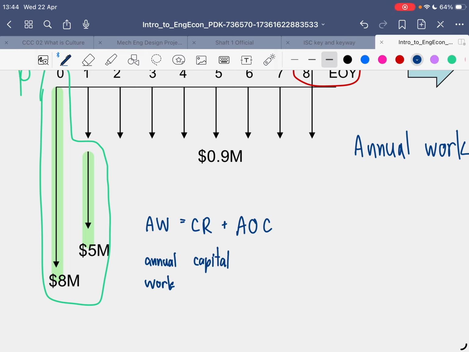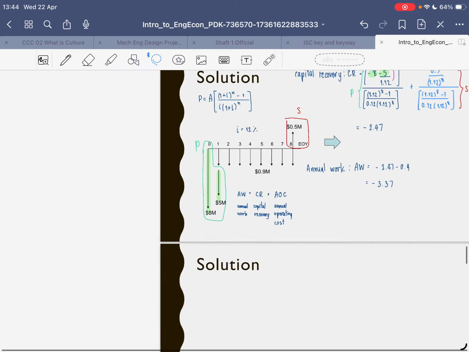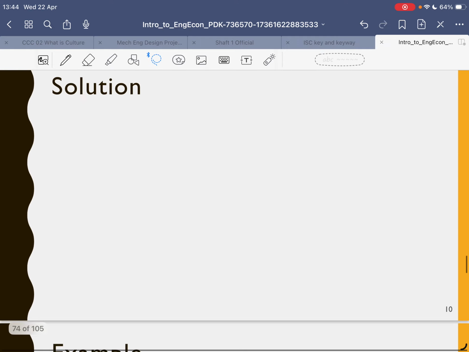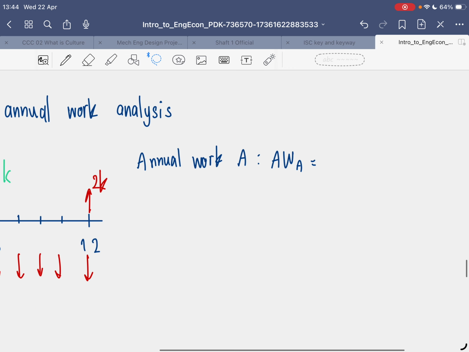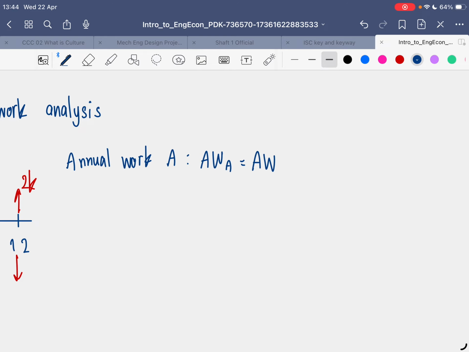Therefore, in this example, the annual worth of option A is the annual worth of the mover plus the annual worth of the pad, right? And the annual worth of the mover is equal to the capital recovery of the mover plus the AOC of the mover. Then you add the capital recovery of the pad plus the AOC of the pad.